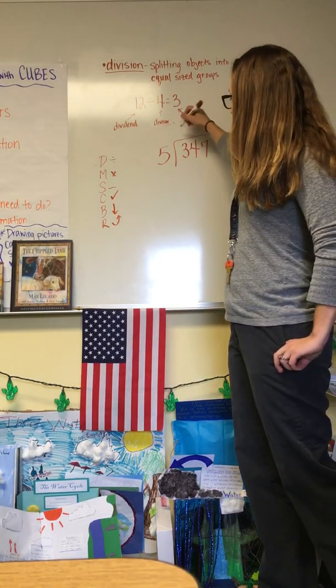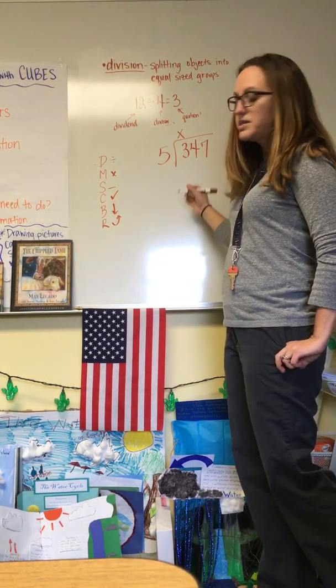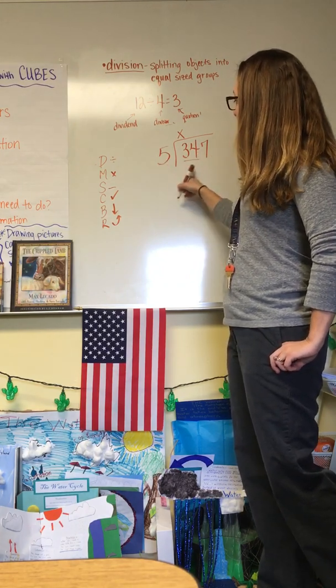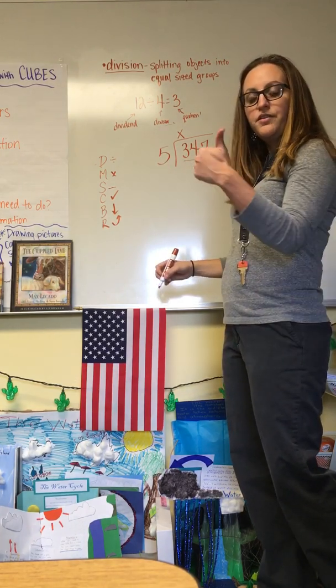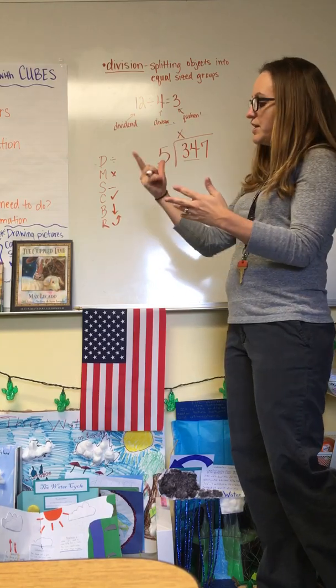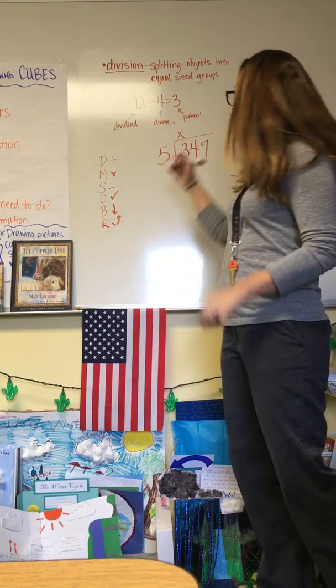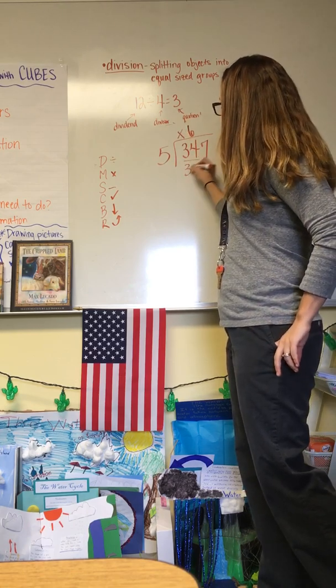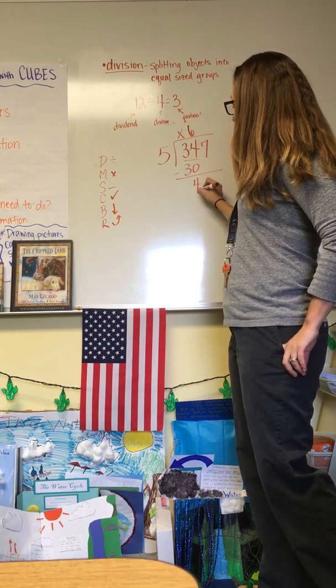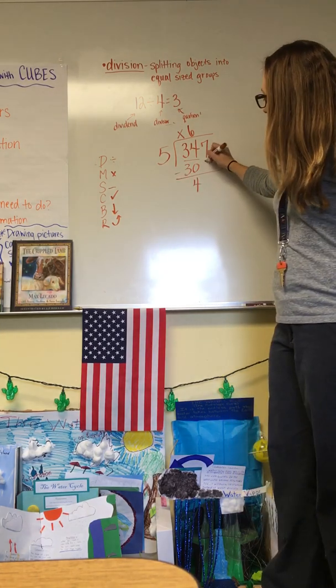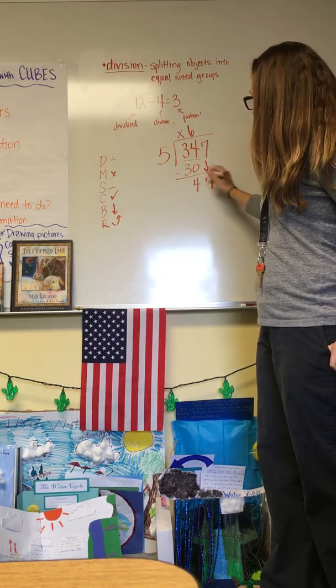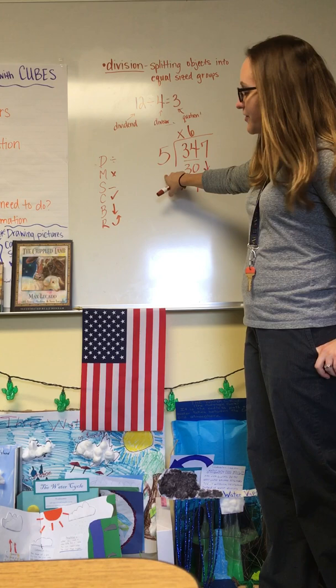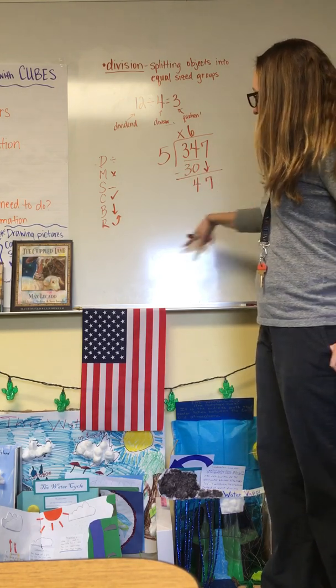So how many groups of 5 can I get out of 3? None, because 3 is smaller than 5. I move over. How many groups of 5 can I get out of 34? 5, 10, 15, 20, 25, 30, 35. Oh, 35 is too many, so I have 6. Next step, multiply. 6 times 5 is 30. I subtract. I get 4. 4 is smaller than 5, so I bring down my 7, and then I repeat.